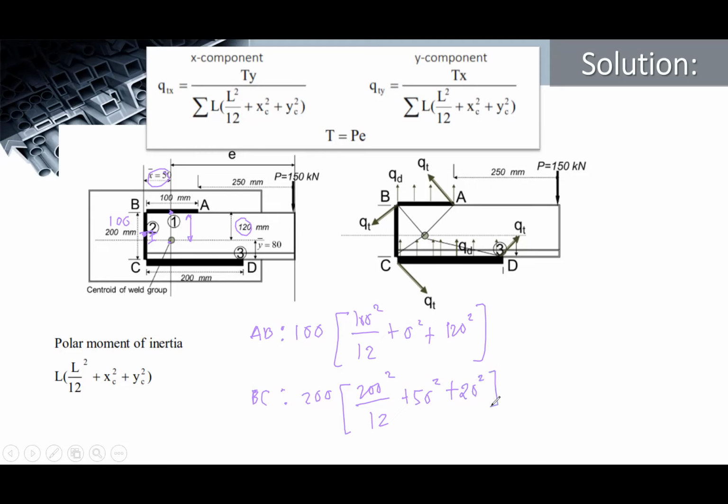And now, ang ating CD is equal to, ang length niya is 200 times 200 squared over 12 plus, ito yung centroid, distance ng x. So, if this is 100 and this is 50, so yung distance nila ay ito. So, this is 50. So, 50 squared. Plus, distance ng centroid dito sa centroid ng group is 80. So, 80 squared. Ayan. Then, compute nyo na siya individually. Ganito yung lalabas.